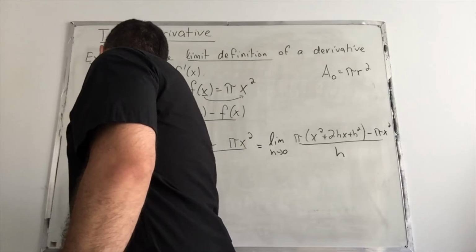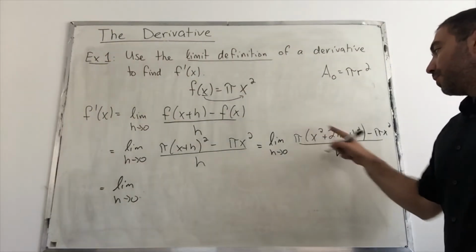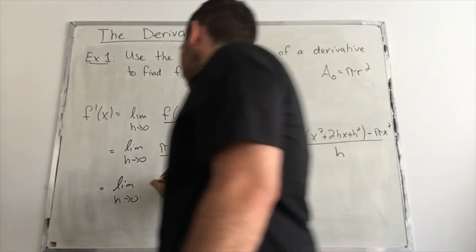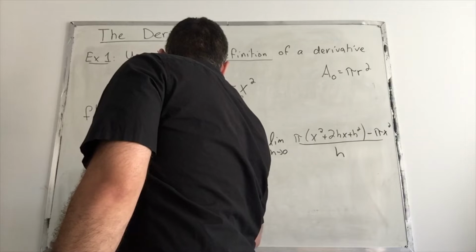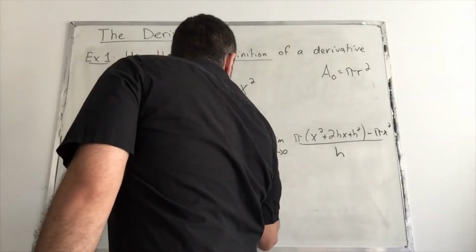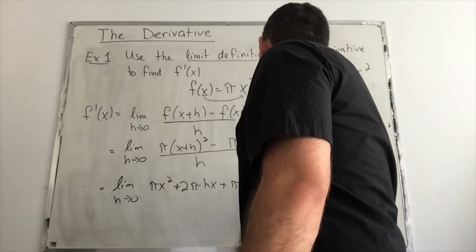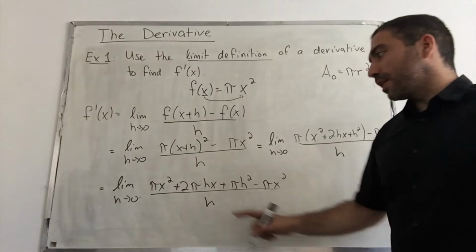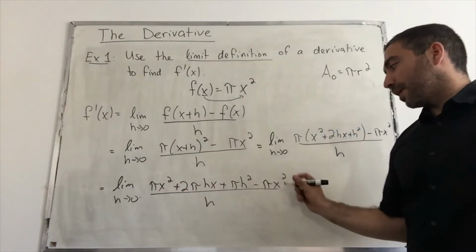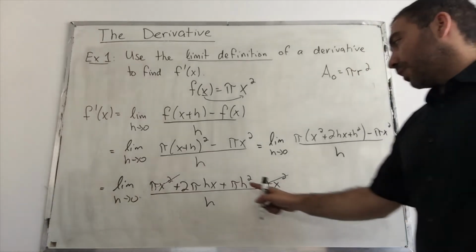Continuing here, keep running the limit. Don't forget to write it: limit as h goes to 0. We're going to distribute the pi, giving us pi x squared plus 2 pi hx plus pi h squared minus pi x squared, all over h. Notice that we get pi x squared and then minus pi x squared. Same numbers, opposite signs, they cancel, and we're left with the two middle terms.